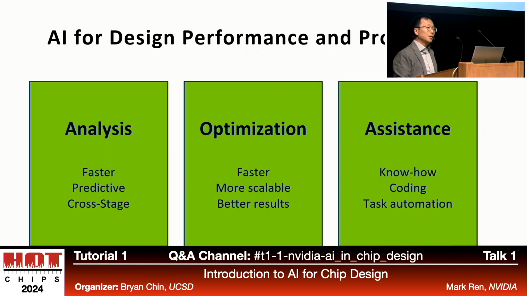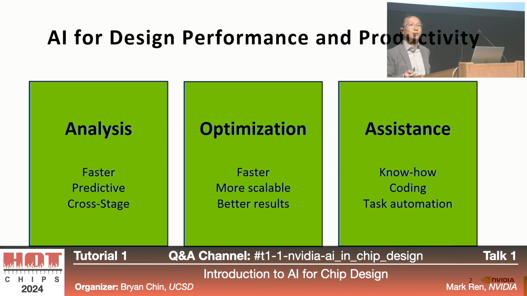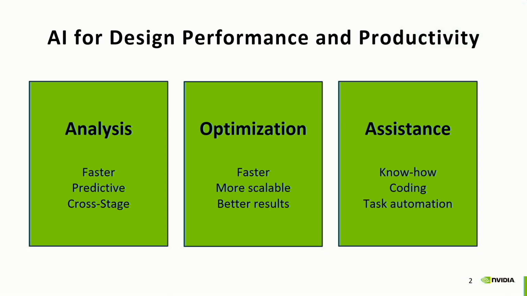First, what is our motivation to do AI for chip design? We want better design performance and better design productivity. Performance and productivity. So how can AI help? I think there are three categories of tasks that AI can help. First is analysis, second is optimization, and third is assistance.